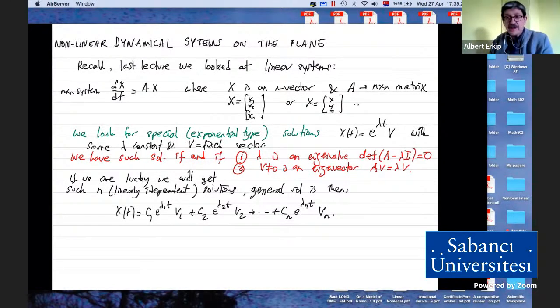And should I do an example? No, I won't do an example. We did it last week. But to conclude, I'll give a summary. Again, I'll look at the 2 by 2 case. Let's say A is just the matrix with entries a, b, c, d.